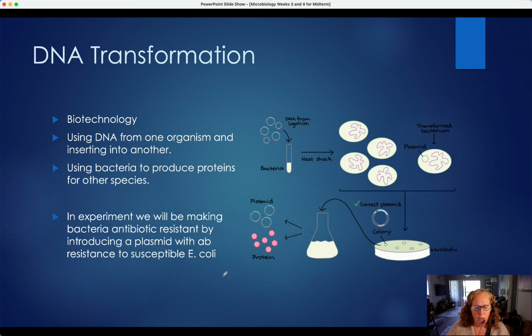It's a really ingenious process. All right, so in our experiment, we're going to make bacteria that are antibiotic resistant by introducing a plasmid containing that resistance gene. We're going to introduce that gene into some E. coli. So we start with our gene of interest. In this case, we are using a plasmid called PUC18. PUC18 is the name of the plasmid, and on this plasmid is a gene for antibiotic resistance.